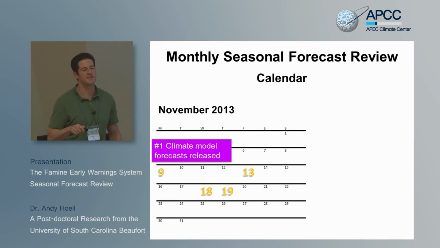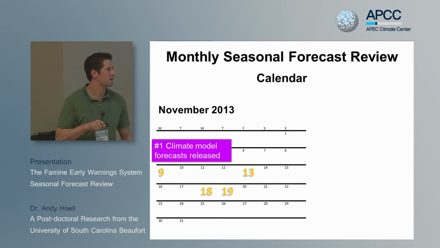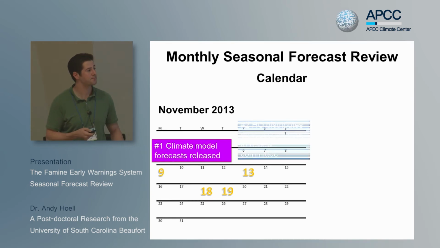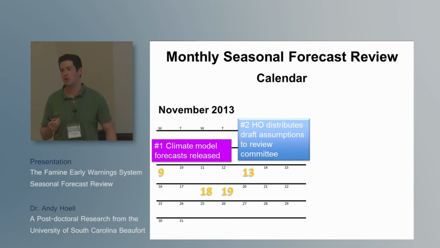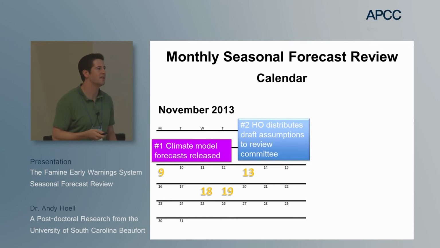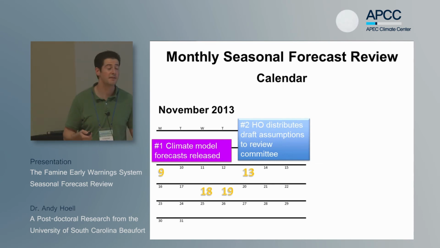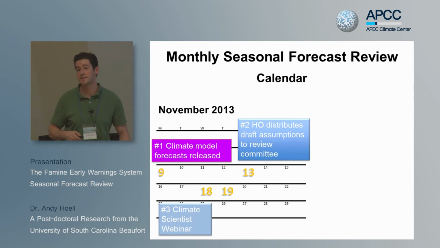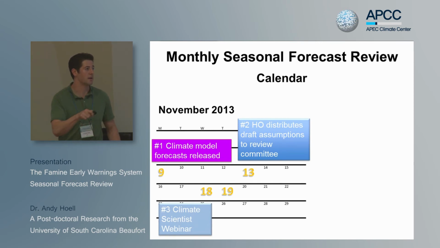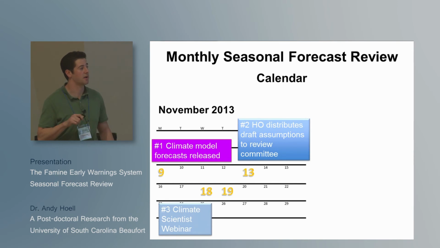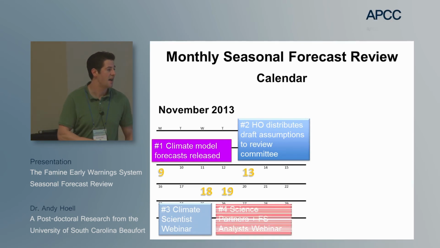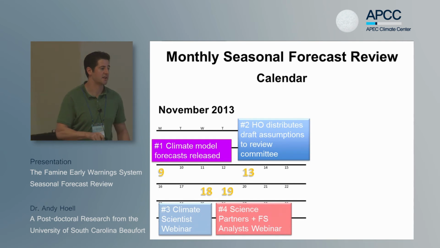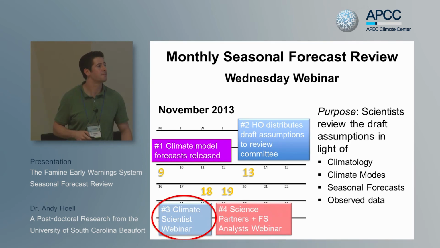So to put this in sort of graphical perspective, the climate model forecasts are released on the 9th. On the 13th, the Home Office, which just stands for the food security analysts, distribute draft assumptions to the review committee. The review committee consists of myself and Jim Burden. On the 18th, the climate scientists have our webinar. This is our 2-hour conference call where we then go over what happened, what's going on in the climate, and we address these assumptions. And then on the 19th, we then discuss with the food security analysts.